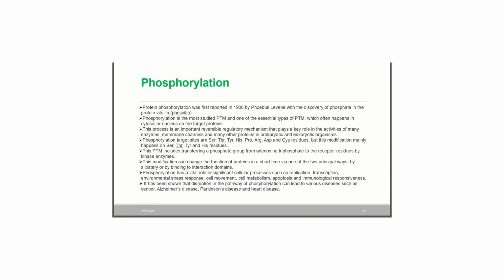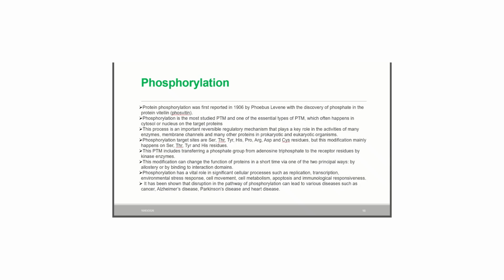So what does it include? It includes transferring a phosphate group from adenosine triphosphate to the receptor residues by kinase enzymes. So this modification can change the function of proteins in a short time via one of the two principal ways: by allosteric or by binding to interaction domains.